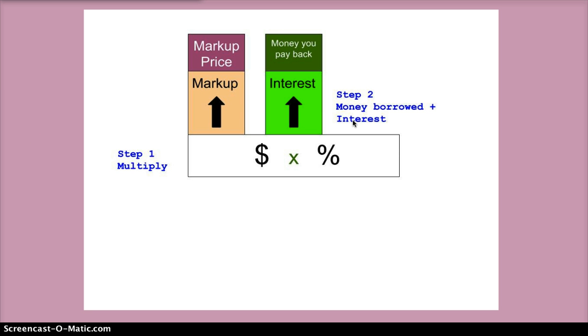So here's the drawing, and we added to it from Learning Goal 3. And the reason why we bring this drawing up again is because we'll be following the same 2 steps as we did with markup. So step 1, we multiply our money times the percent. Step 2 is we just add the interest, and then that will give us the money we have to pay back. Go ahead and pause and draw the diagram.